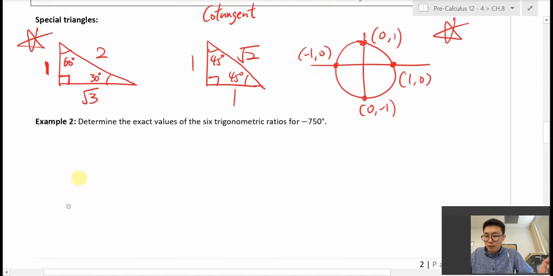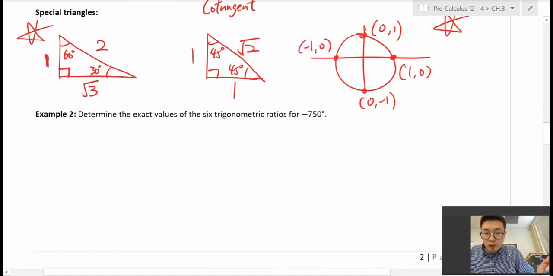Example 2 says determine the exact values of the 6 trig ratios for negative 750 degrees. The very first step is to find the reference angle of negative 750. That is, well, I shouldn't say always, but in most cases the first thing you need to do is find the reference angle. Because negative 750 is kind of difficult to think about, what we want to do is find the coterminal angle, between maybe 0 and 360.